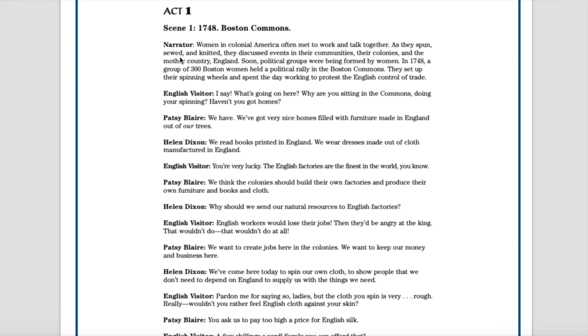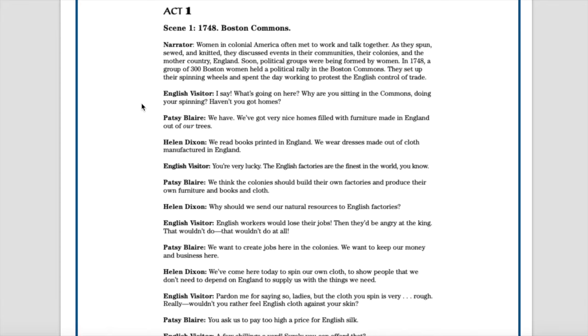So, when a play is being performed, you wouldn't say the name of the character. As I read aloud today, I am going to say the name of the character, just so it's clear who is speaking, because it's not quite the same as you would see it portrayed on stage. Okay, let's get started with Act 1. Act 1, Scene 1, 1748, Boston Commons. Narrator.